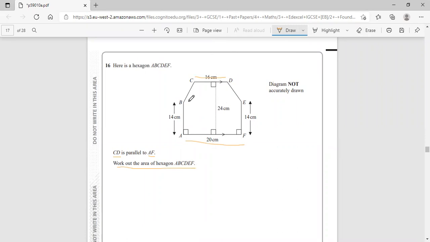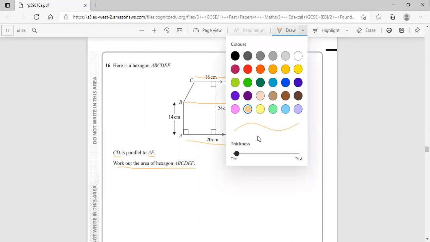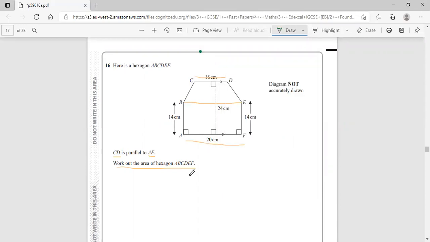So what we're going to do is split this into two shapes: a rectangle, ABEF, and a trapezium, BCDE. Then we'll work out the area of the two, and then we can combine them. Just increasing the thickness of my drawing. So we've got the area of the rectangle ABEF. That's quite simply base times length, so it's going to be 20 times 14.